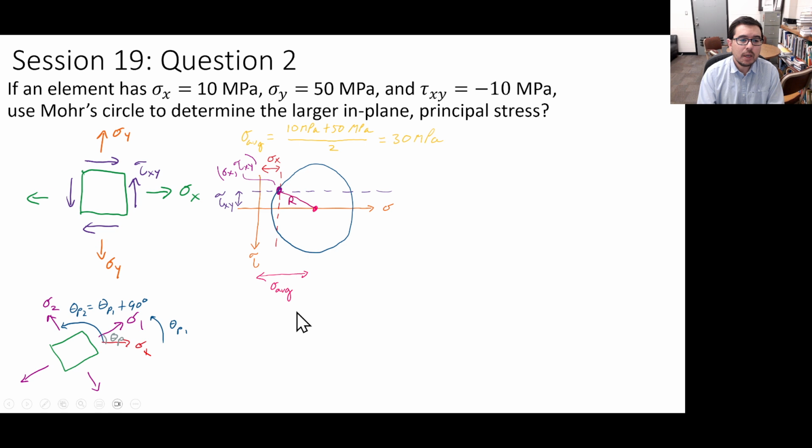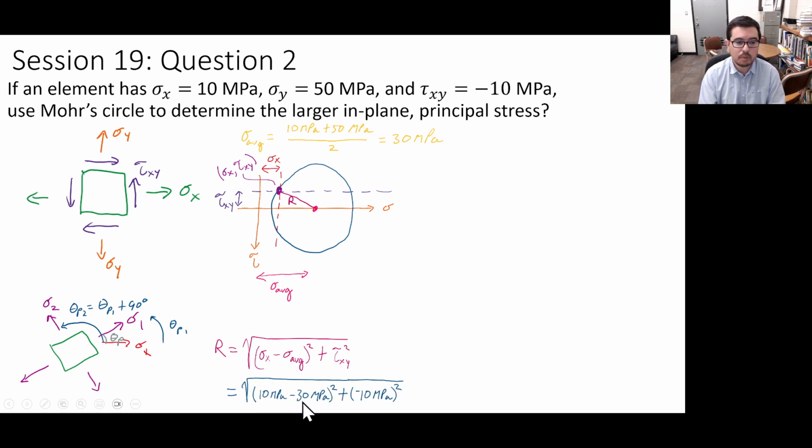So we can write out that the radius will be the square root of the sum of these squares as such. So radius is equal to the square root of the sigma average minus the sigma x, quantity squared, plus the opposite, or the tau xy squared, as you see there. And this comes out to be the square root of this quantity 10 megapascals minus 30 megapascals squared plus quantity minus 10 megapascals squared. And the resulting value is 22.4 megapascals.